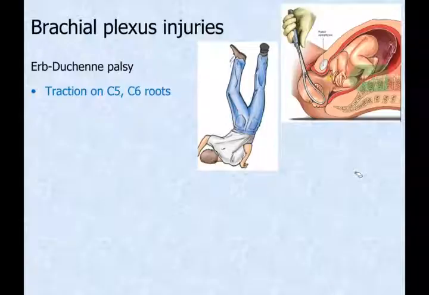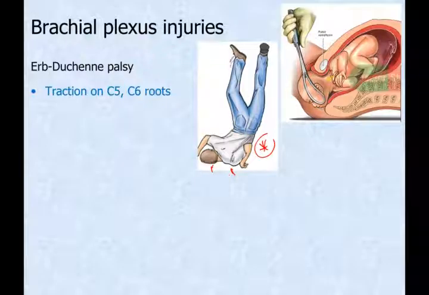Sometimes you call it Erb's palsy, or Erb Duchenne palsy. Now, in Erb Duchenne palsy, there's traction of the C5 and C6 nerve roots. These are the upper two nerve roots of the brachial plexus. If you fall from a height in such a way that the head and neck and the shoulders are pulled apart, that applies a lot of stress on the upper nerve roots.